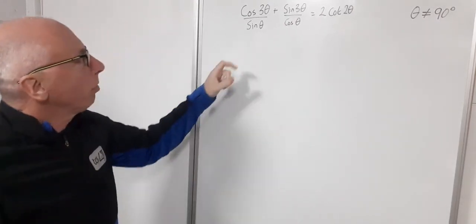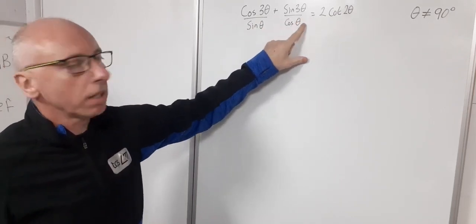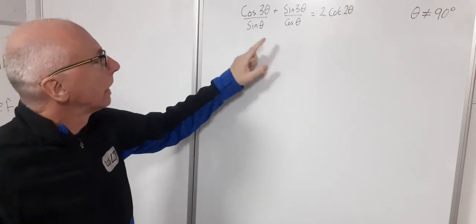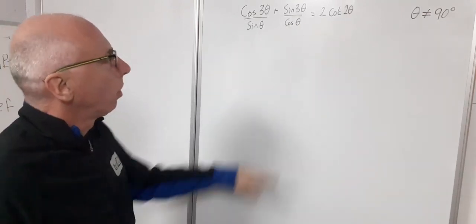So we've got a question here. We want to show cosine 3 theta divided by sine theta plus sine 3 theta over cosine theta equals 2 times cotangent 2 theta. So we need to manipulate this side to make it look like this side, or vice versa.